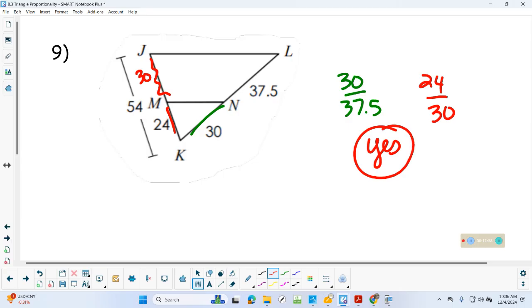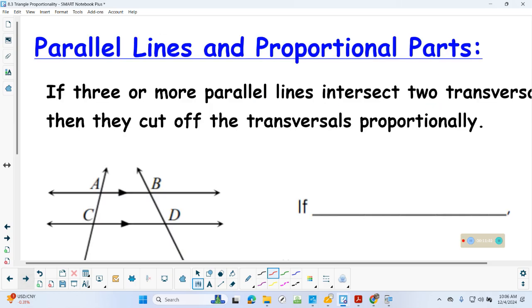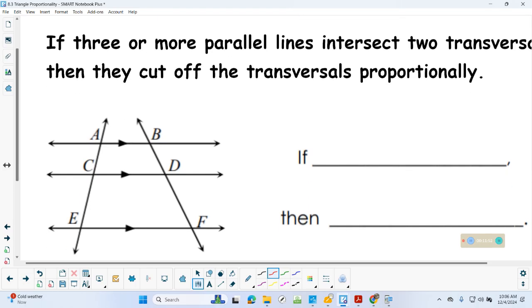Too easy. So all we're going to do now, we're going to get fancy on you, not really, kind of, sort of, maybe, is instead of just 2 parallel lines, we're going to have 3 parallel lines. If 3 or more parallel lines intersect 2 transversals, then they cut the transversals off, of course, keyword of this chapter, proportionally. So, of course, we're going to look at the fractions, which is what we're going to fill in over here. So first, let's fill in the if part. 3 or more lines parallel. So I'm looking at the parallel line.